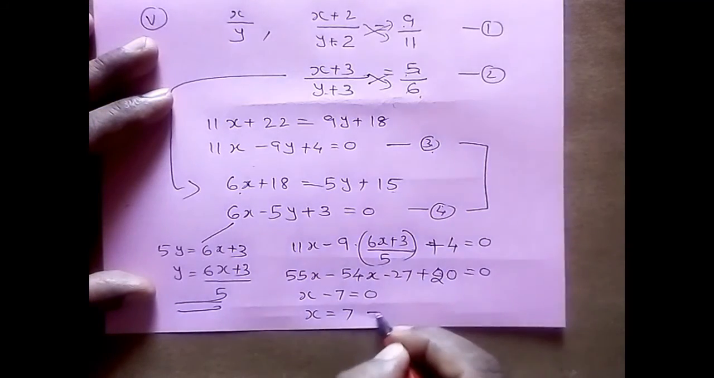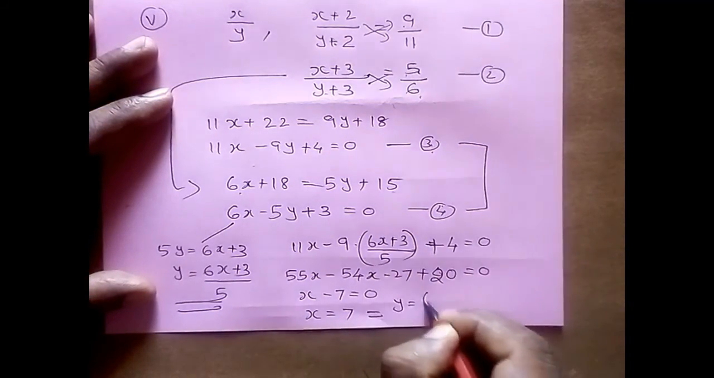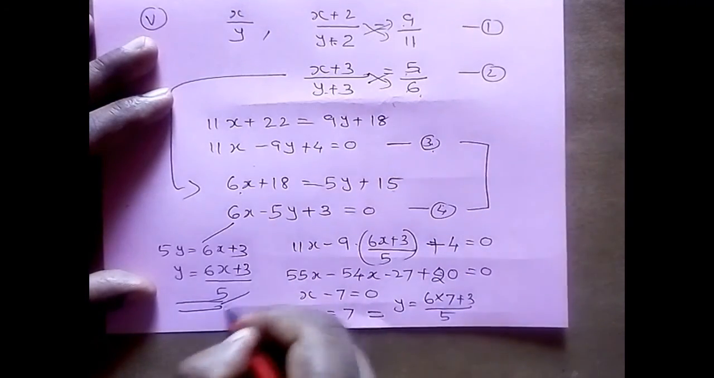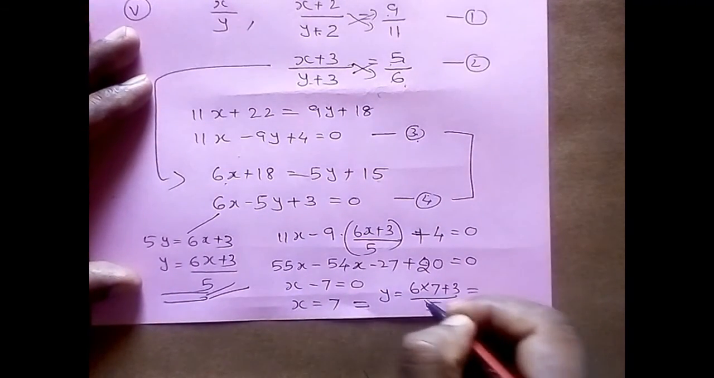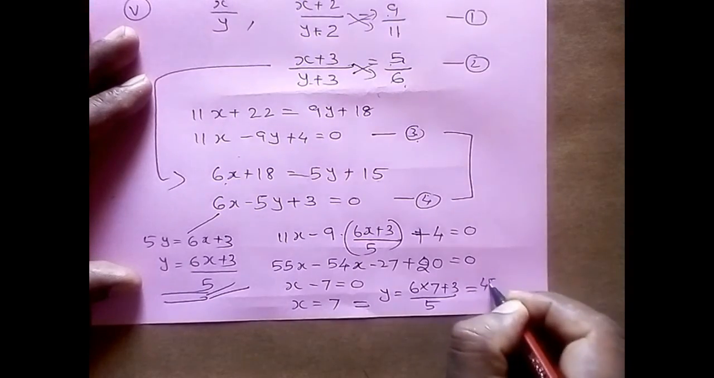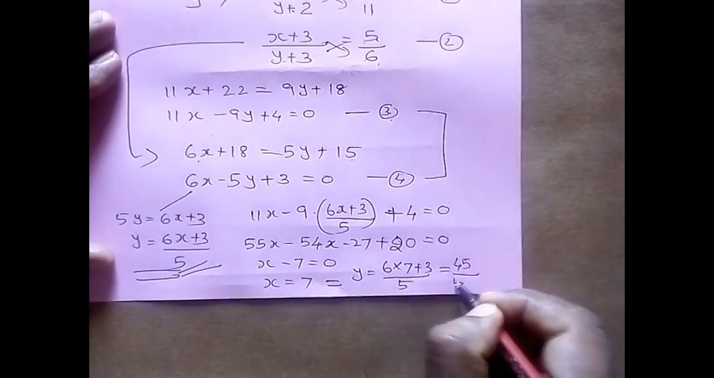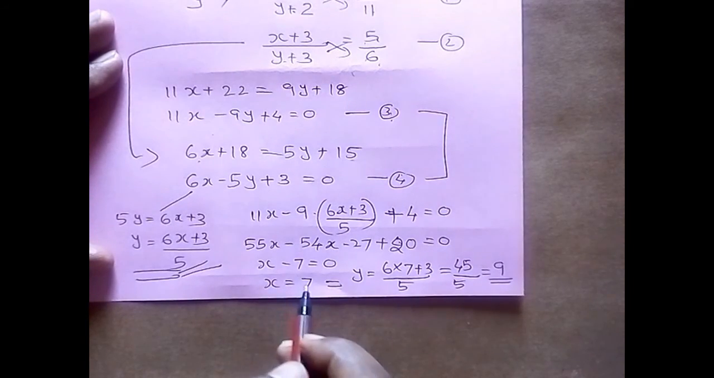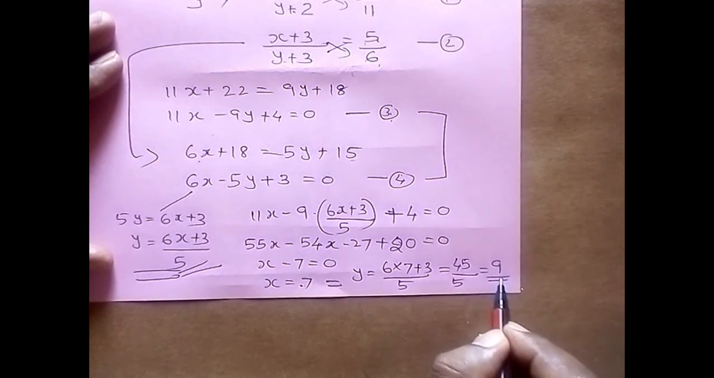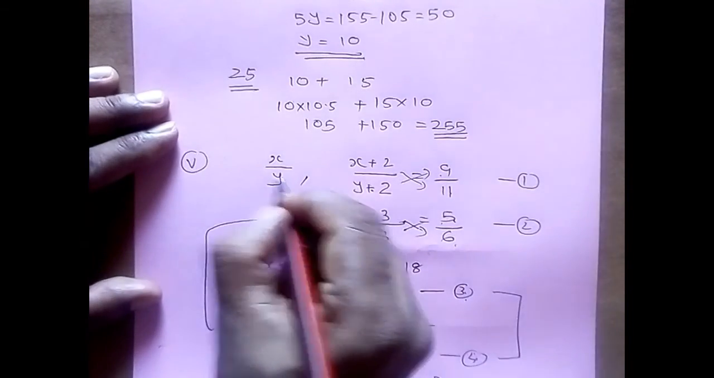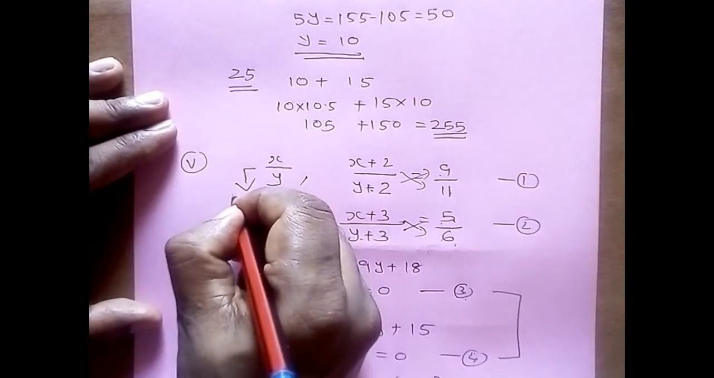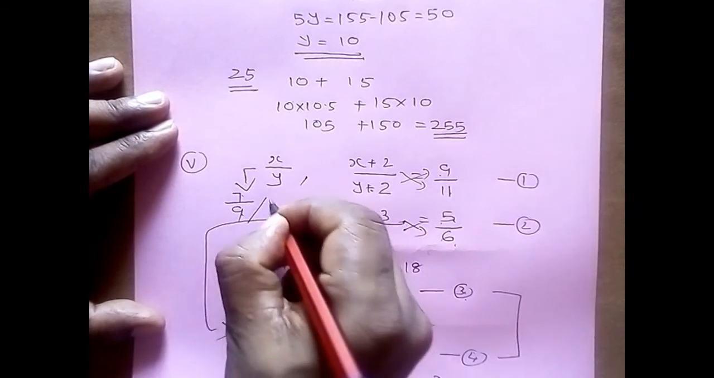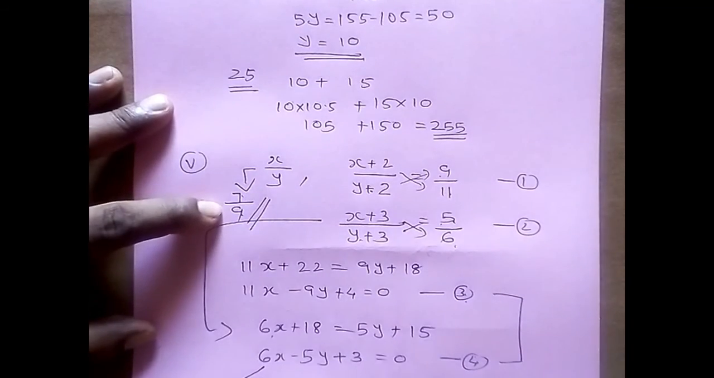x is equal to 7 means y is equal to (6 into 7 plus 3) by 5 from this result. So that is equal to 42 plus 3, 45 by 5, that is equal to 9. So we have x is equal to 7 and y is equal to 9. So what is the fraction here? The fraction will become 7 by 9. So our answer is 7 by 9.